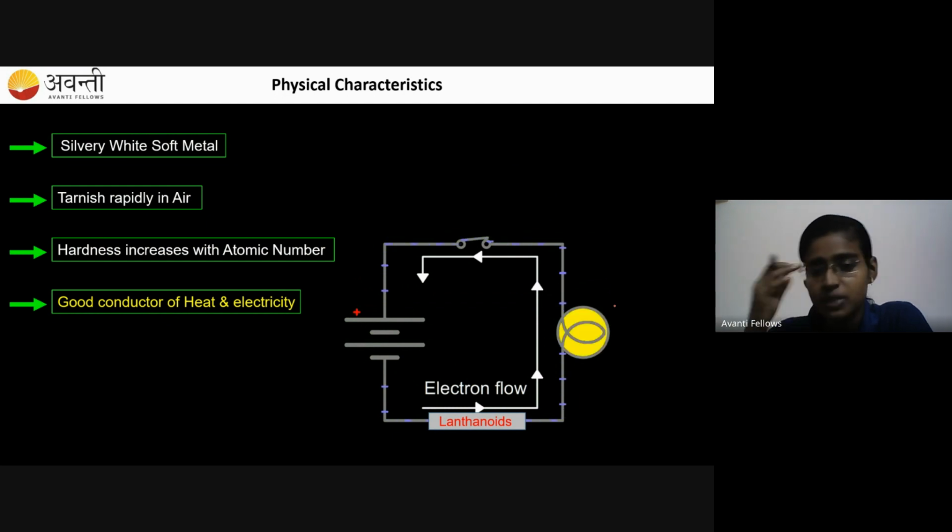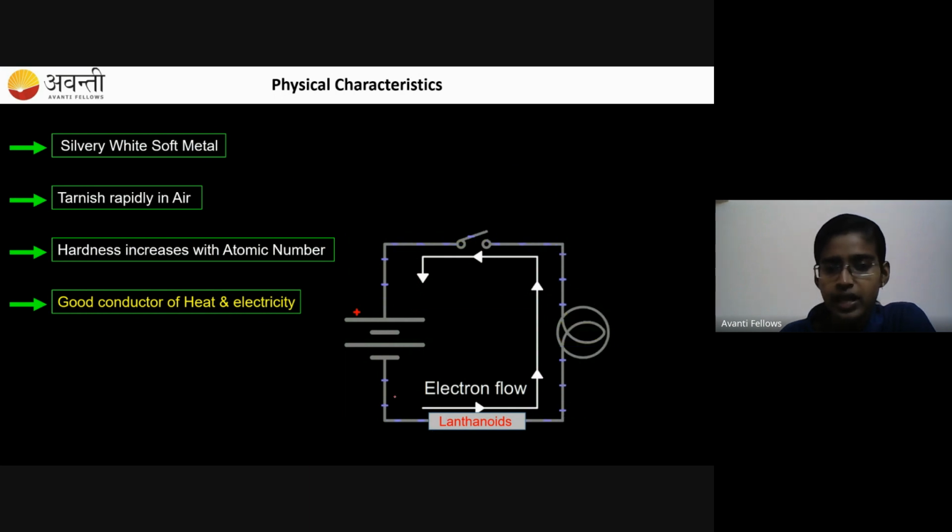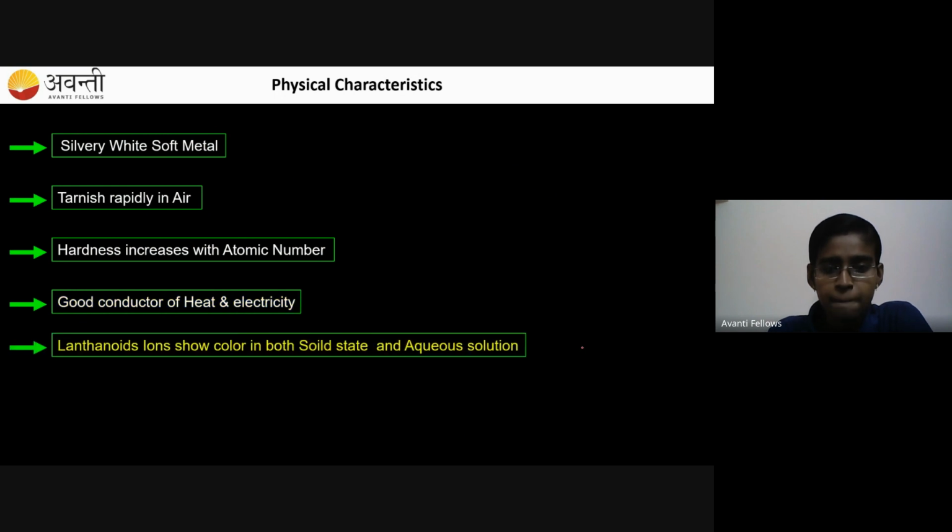Like d block elements, f block elements, basically lanthanoids, are also good conductors of heat and electricity. You see here, there is a lanthanoid element present here. It is conducting the electricity. So electron flows in this direction, so the current will be in the opposite direction, right? So they carry the current as well as the heat. And the lanthanoid ions show color in both solid state as well as in aqueous solution.